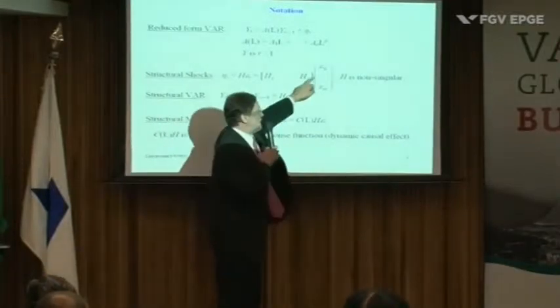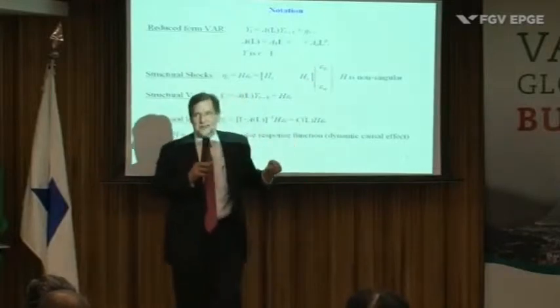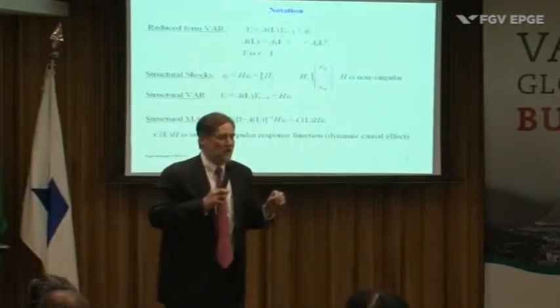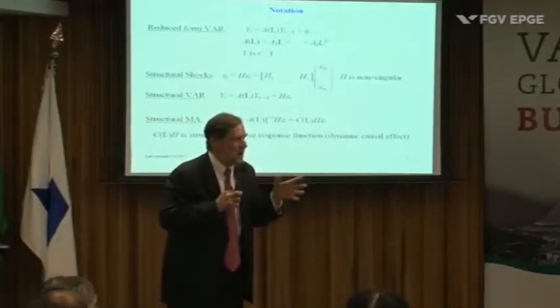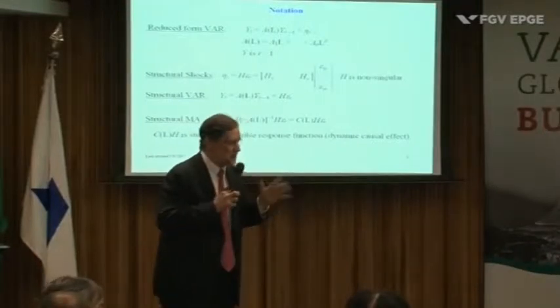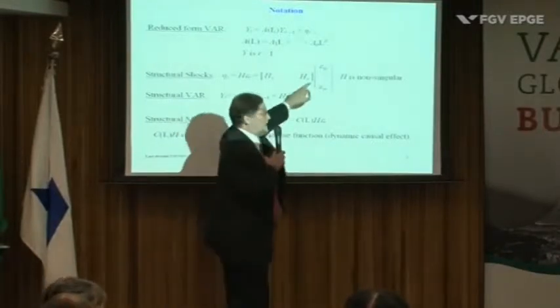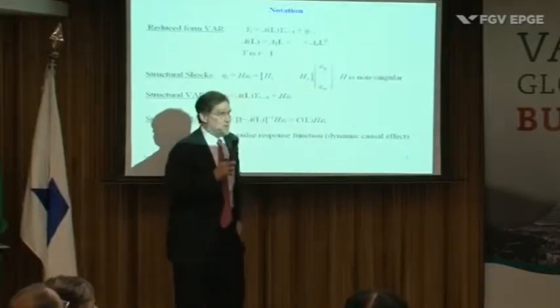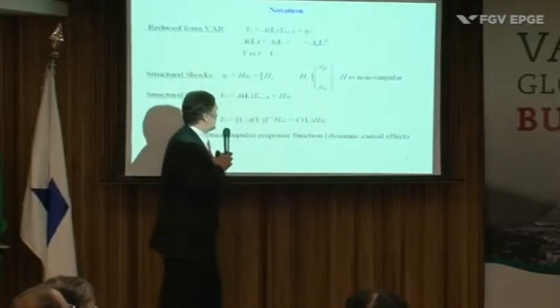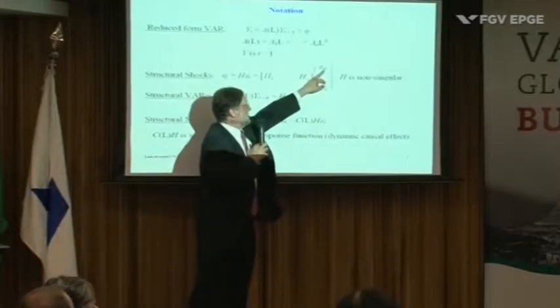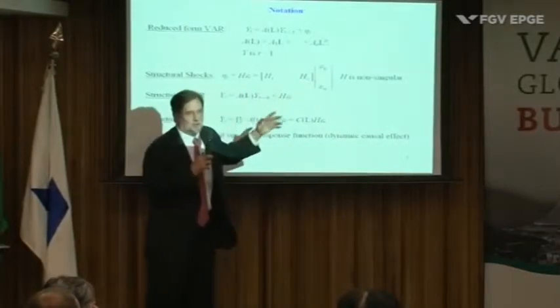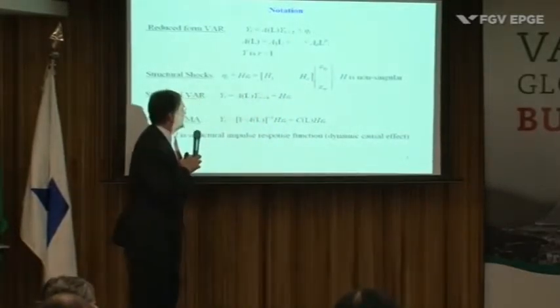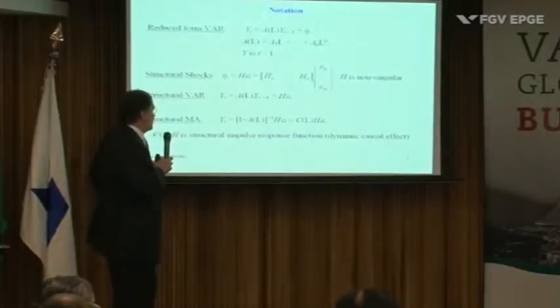We're going to think about identifying just one of these shocks, like a monetary policy shock, or an oil shock, or a commodity price shock, or something like that. That's what we're interested in, just one of these. We're not going to be ambitious and try to understand the complete structure. We're just interested in one of these, so we'll call it epsilon 1, the first one, and it's related to eta by this H1.